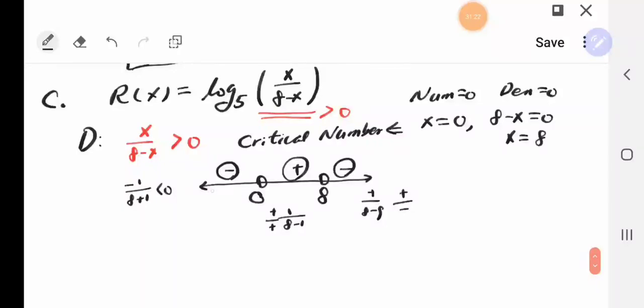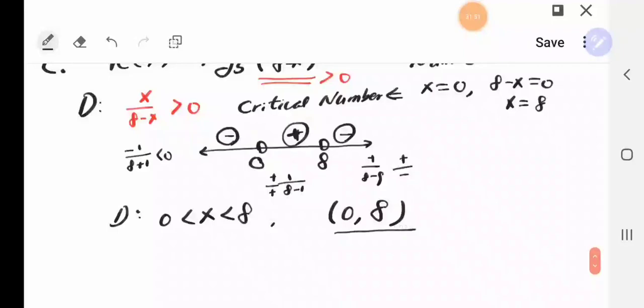So from these three intervals, the only positive part is between 0 and 8. So that's the domain. So the domain is x is between 0 and 8. Or you can write it as starting from 0 all the way up to 8. But 0 and 8 are not included, so use parentheses. So this is interval notation, this is inequality notation.